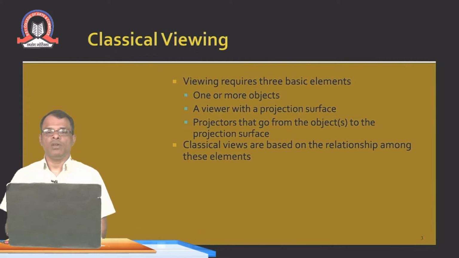Classical viewing. Viewing requires three basic elements: one or more objects. Definitely you require an object. A viewer with a projection surface, and projectors that go from the objects to the projection surface. So you need a projection surface and you need a projector also. So basically it is based on three elements: one is the object, second is the projection surface, and third is the projector. Classical views are based on the relationship among these elements. Whenever we are talking about classical viewing, it is based on these three elements.